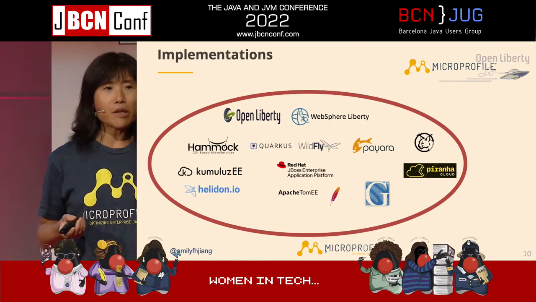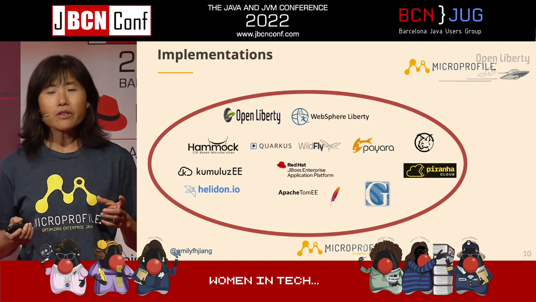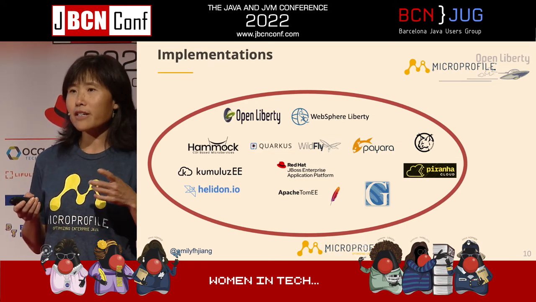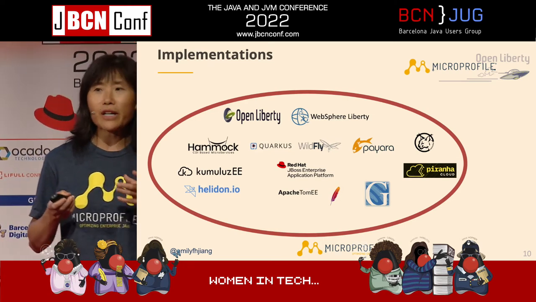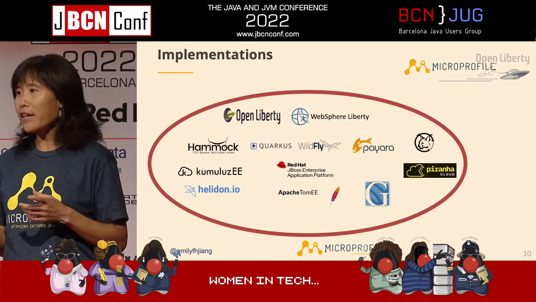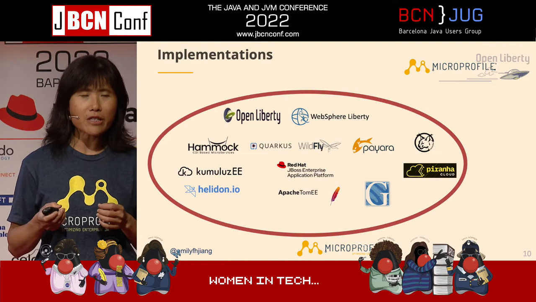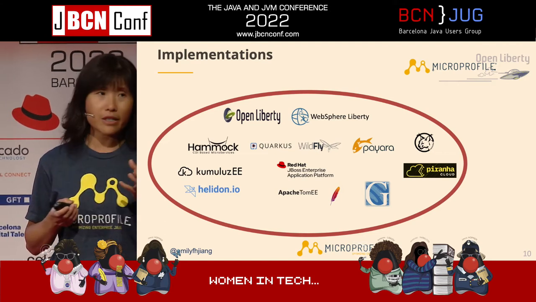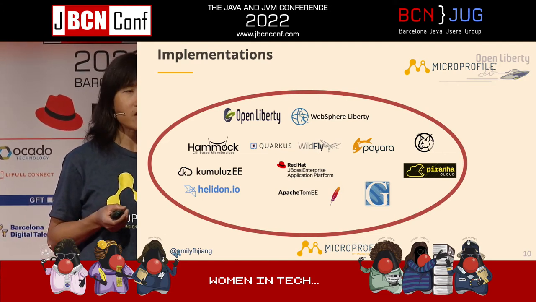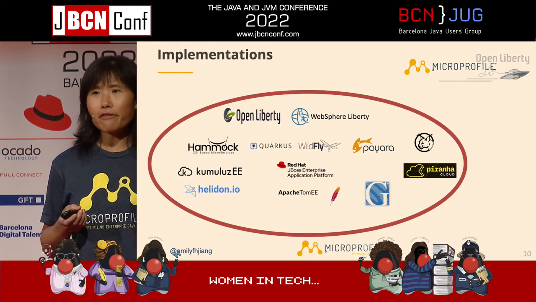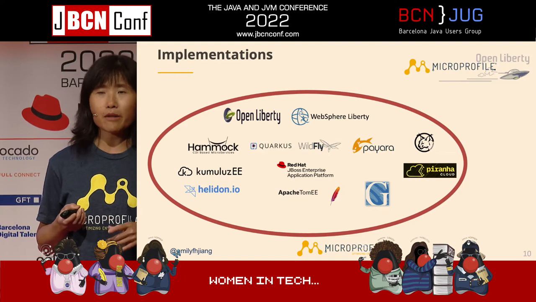There are a lot of implementations of MicroProfile. People always ask me, what's the difference between Spring and MicroProfile? So here is the major difference. From a functionality point of view, it's very similar. The bigger difference is that there are so many implementations of MicroProfile. So if you use these APIs, you can freely move around among the implementations.